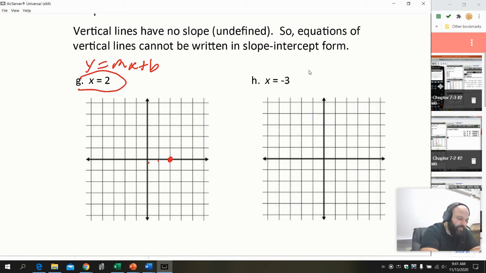And then the last thing that you need to remember is that this would be a vertical line and its slope would be undefined. And so you just draw a vertical line through the point that you put on the x-axis.